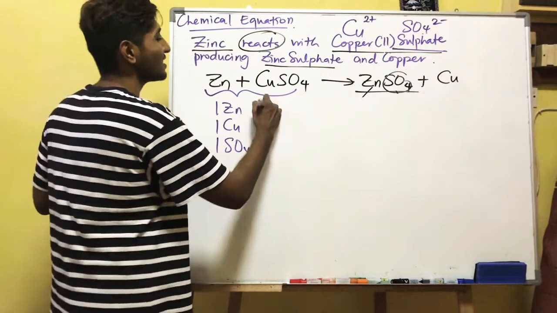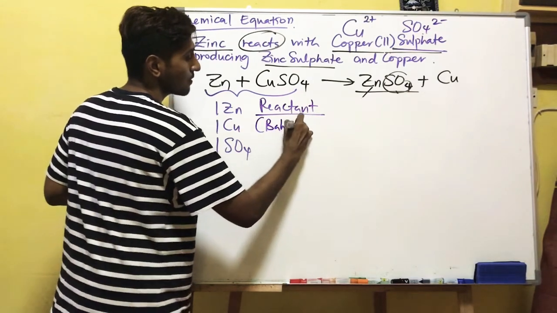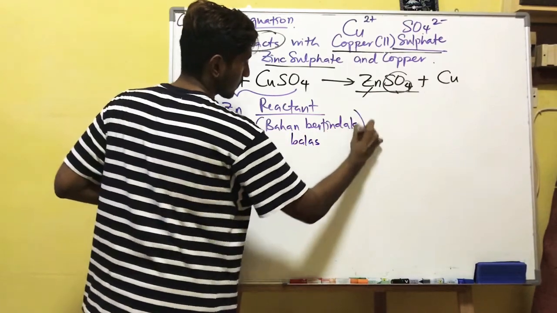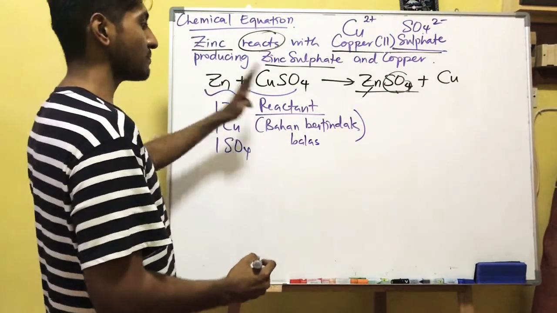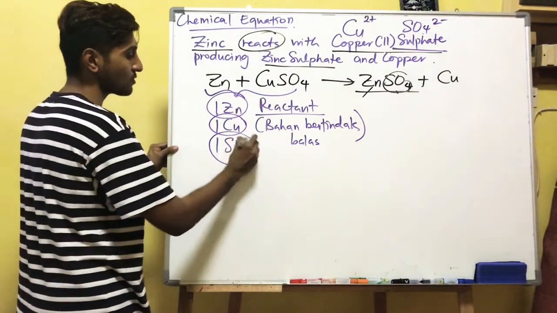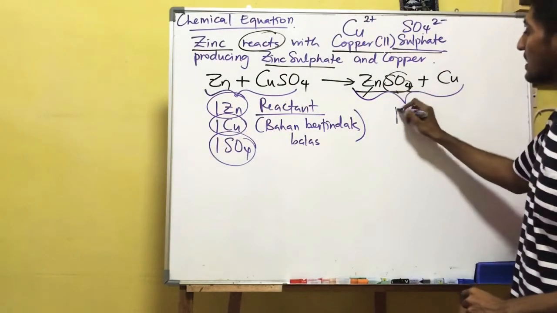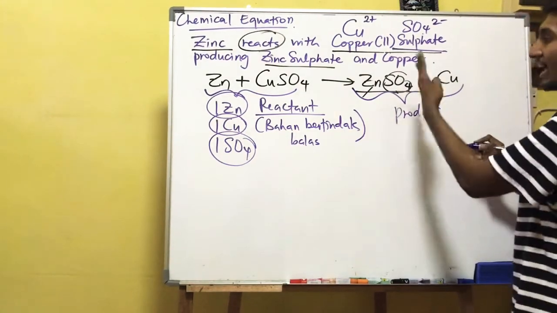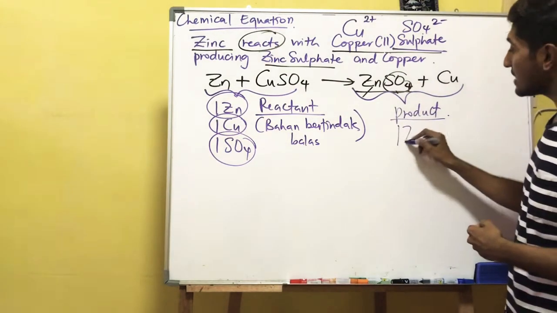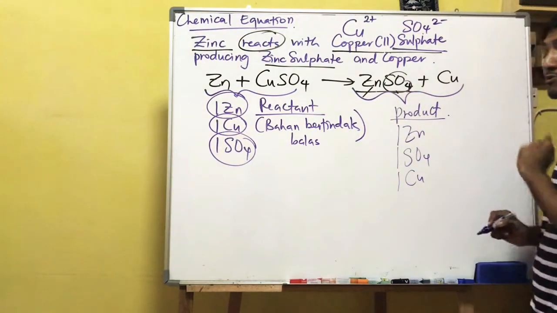On the left hand side, which is what we call as the reactant group, bahan bertindak balas, kita kira ada 1 Zn, ada 1 Cu, ada 1 SO4, betul? On the right hand side, belah kanan, kita tengok juga ini kita panggil sebagai produk ataupun geng hasil. Itu tadi geng bahan bertindak balas, ini geng hasil. So geng hasil dia ada berapa? Ada 1 Zn juga, ada 1 SO4 juga, dan ada 1 Cu juga.